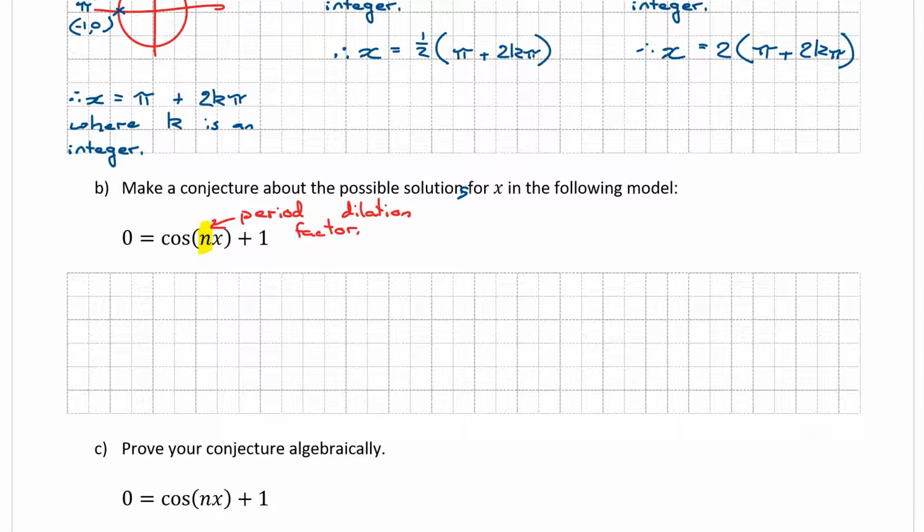Now, what does it do? Well, it's going to increase... so for high values of n, it decreases the period of this cosine function, and for low values of n, so values that are less than 1, it increases the period.